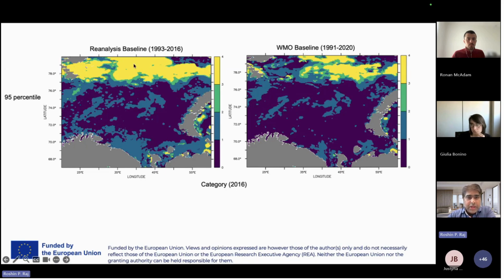Okay, this is the percentile, and then we can move on to the baseline or the time period that we use. The first is the 93 to 2016, and the panel to the right is the WMO baseline, 91 to 2020. You see there are differences when we use different baselines as well. So my intent to show this figure is to show that once we use different baselines, there will be different statistics that we retrieve out of that.